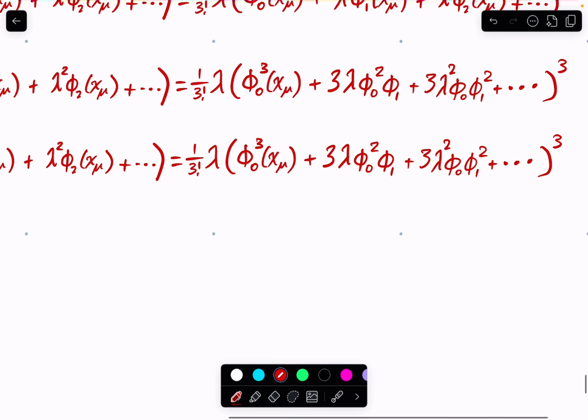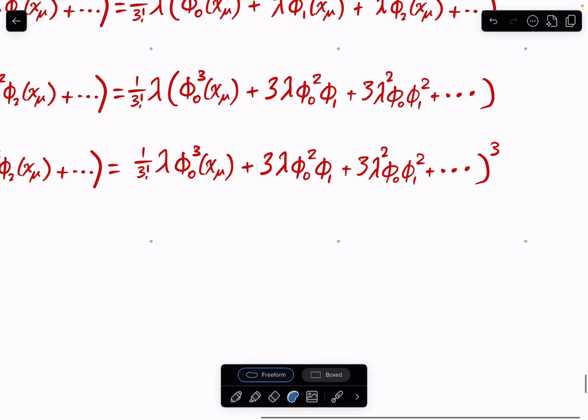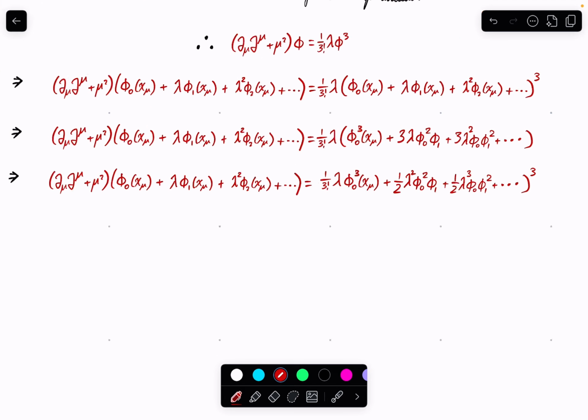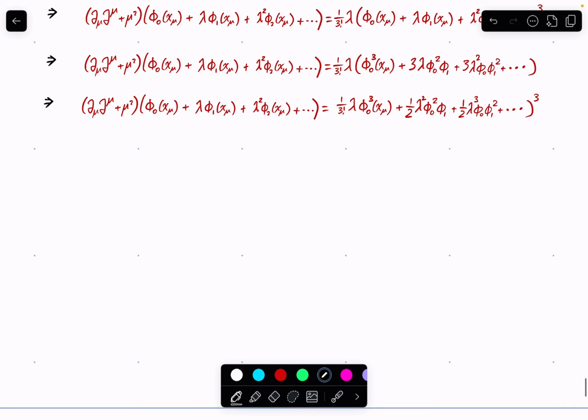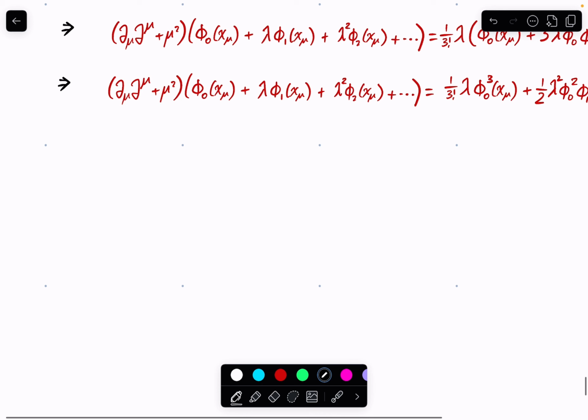Okay, so the first one, no, shouldn't be cubed. The first one is quite simple. We just end up with this. And then here it becomes lambda squared, then 1 over 2 lambda cubed, and so forth. So different powers of lambda are equal.